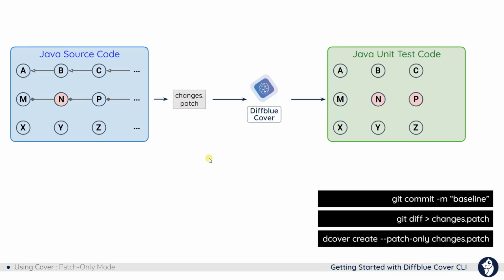On the contrary, if modifications are made to an isolated class such as Y, only the unit test class associated with it will be rewritten. Thus, the patch-only mode becomes a time-saving option when the project is in development, that is, after the very first run of Diffblue Cover.